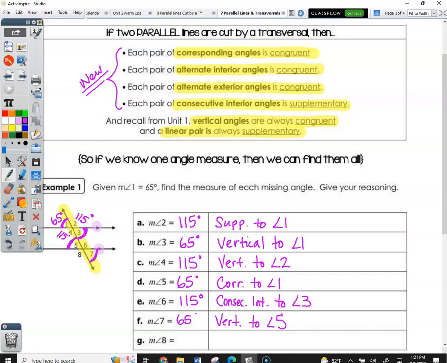Now, if 6 is 115, then so is 8, and that's because they're vertical. This was vertical to angle 8. So go on to the next problem and fill it in. Go on to the next one. Do the next one.